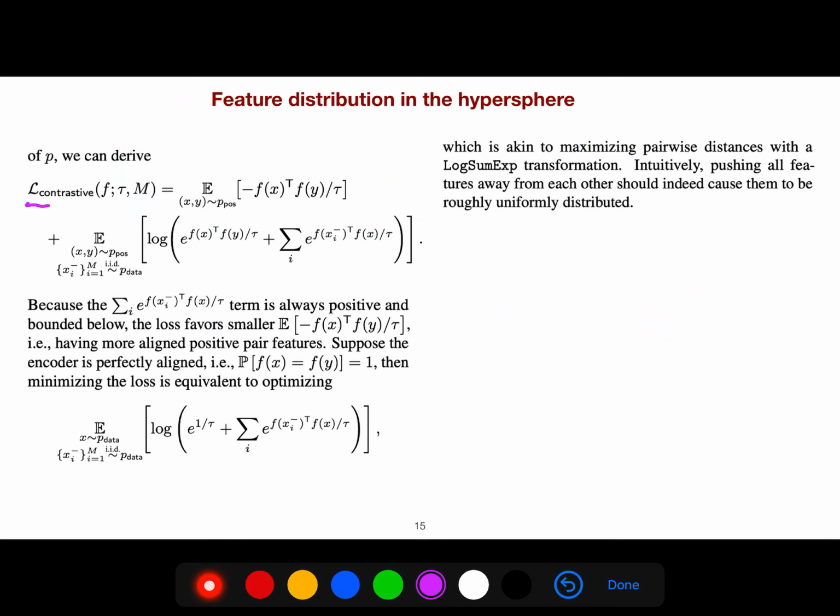So you can write the contrastive loss as the expectation of this dot product between the representations of the two augmentations, as well as this sampling expectation over the positive sample distribution and data distributions.